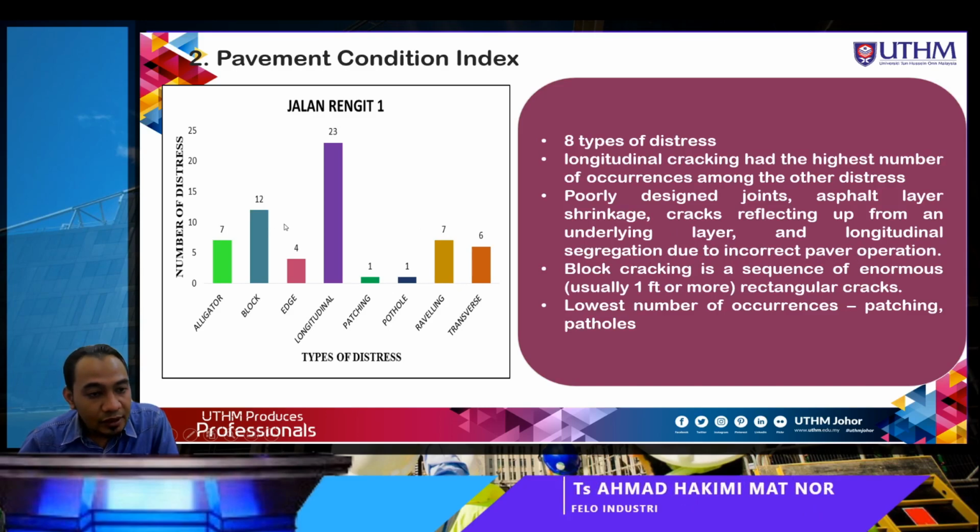And then the second highest number of distress is block cracking. What is block cracking? Block cracking is a sequence of large, usually fixed, rectangular cracks. That's why we call it block cracking. And then the lowest number of road distress is patching and pothole.